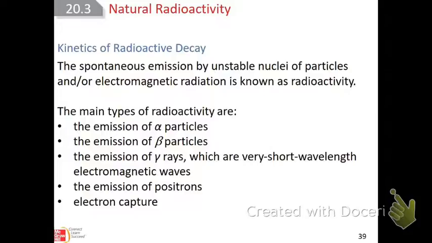The main types of radioactive decay: alpha particles. I want you to know what alpha particles are, beta particles. These are gamma rays, which we are definitely going to talk about. Very short wavelength, but the most penetrating and the most powerful. I also want you to know what electromagnetic waves are, and electron capture. We're definitely going to talk about these, but I mostly want you to know what the particles are, not so much the calculations.